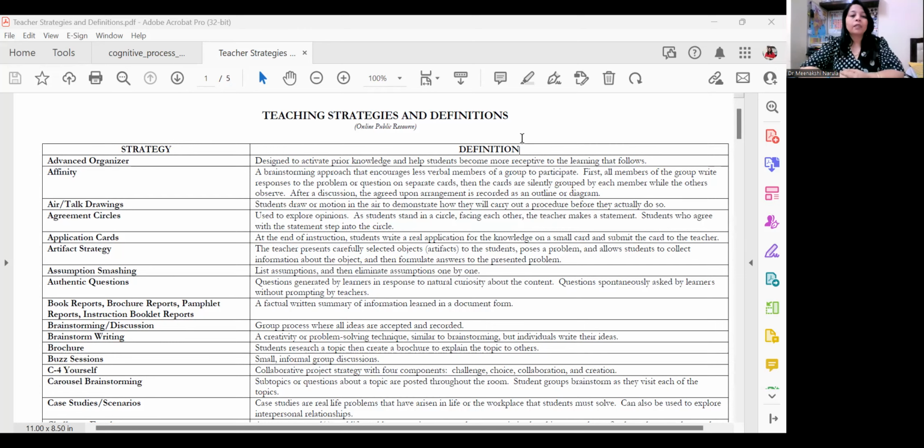The next one is book reports, brochure reports, pamphlet reports, and instructional booklet reports. So it's a kind of a factual written summary of the information learned in a document form. So you are presenting your understanding of the content in a different form. You have given a PDF to your students, shared through WhatsApp, shared through your ERP portal, or you have given in a printed format to your students, or maybe you have asked your students to read 2 pages of the given book, and after that you may ask them to present the same in the form of a book report, create a brochure, create a pamphlet, or maybe write a report, or maybe they can generate an infographic also.